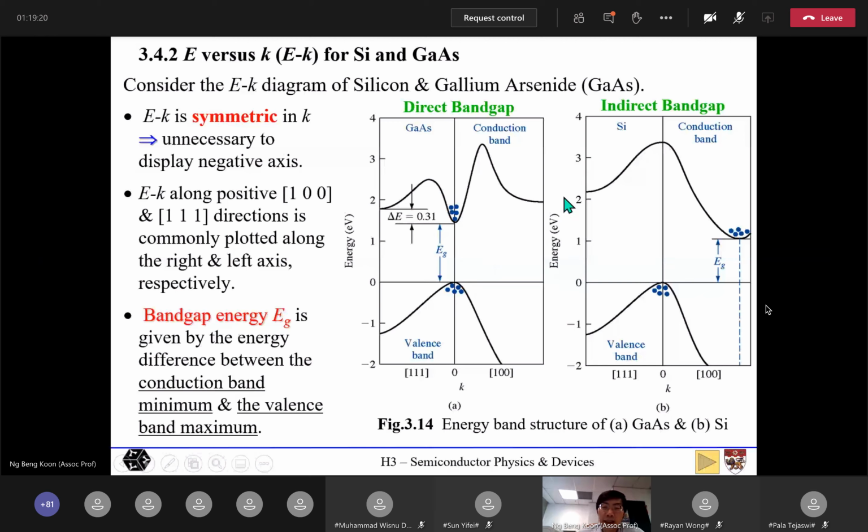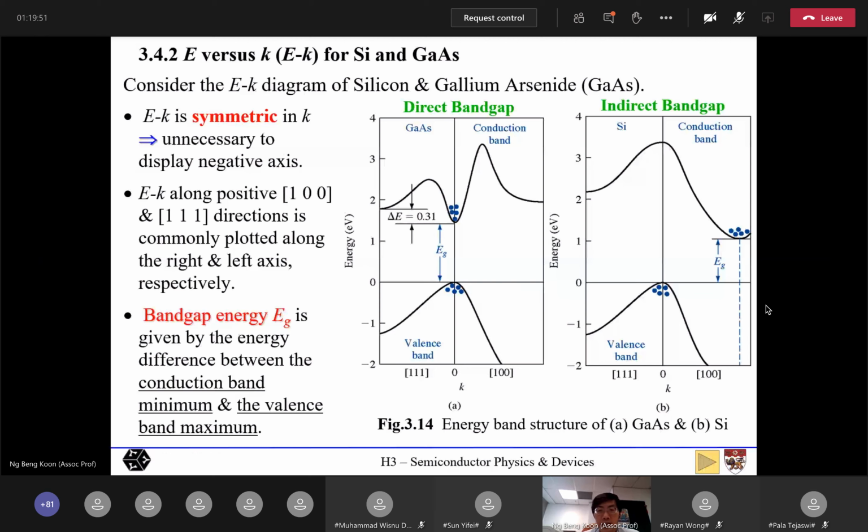Now, based on this EK diagram, we can define semiconductors into two different categories. For those where the EK diagram has the minimum point in the conduction band at the same K value as the maximum point in the valence band, if the minimum and maximum in the conduction and valence band are at the same K value, then we call this a direct band gap semiconductor.